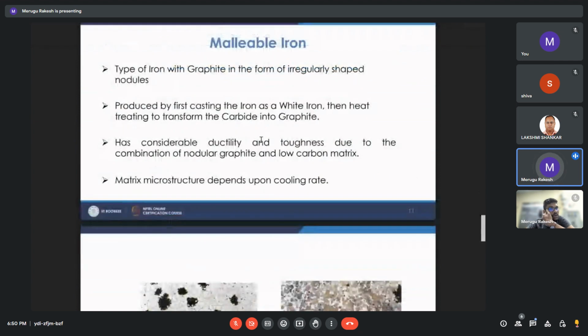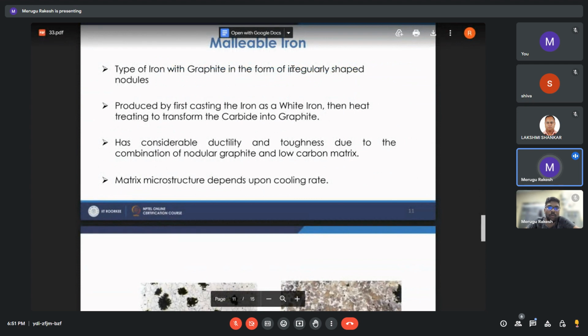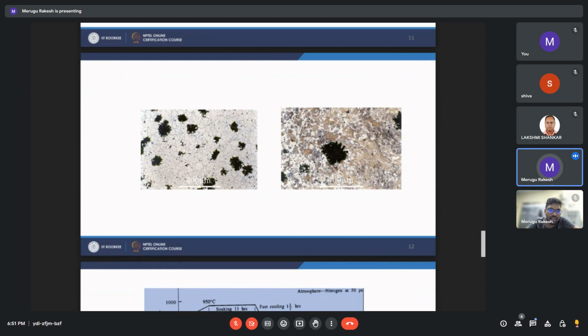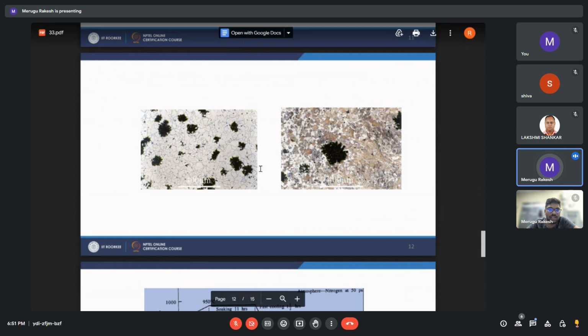Then we have malleable cast iron. These are types of iron with graphite in the form of irregularly shaped nodules. So malleable iron has irregularly shaped nodules. This is how it looks. This is also what I was talking about: we have this graphite area and we have the grain boundaries area. So we can easily calculate the area of the graphite, and if we divide by the total area, we can get how much graphite is present in this case.